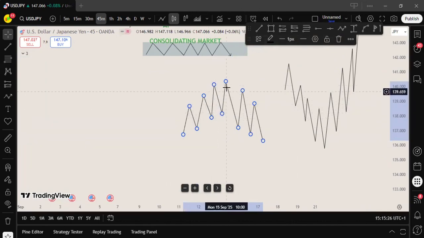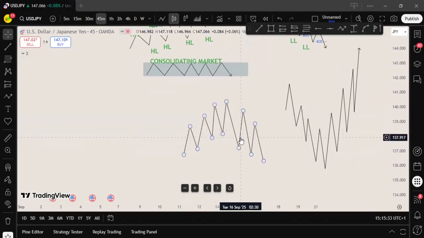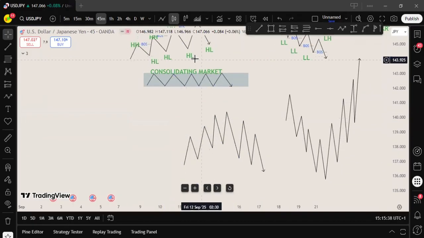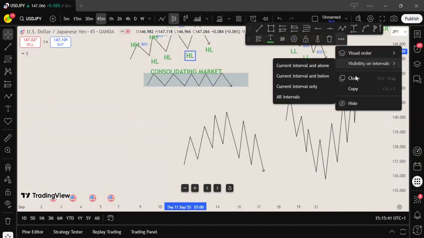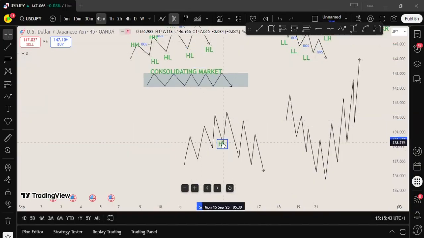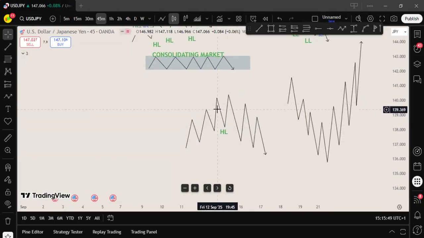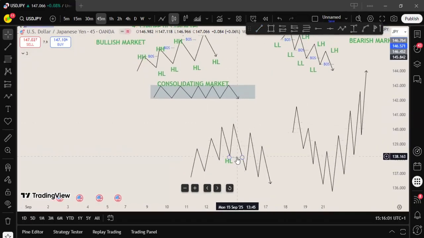Instead of the market creating a higher low and then breaking the previous high, what did the market do? The market broke this higher low. It means the market changed from a bullish direction. Breaking this higher low is a change of character. That is what we call a change of character. Some people just call it CHoCH.